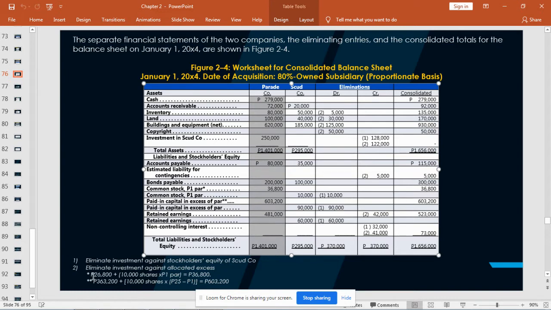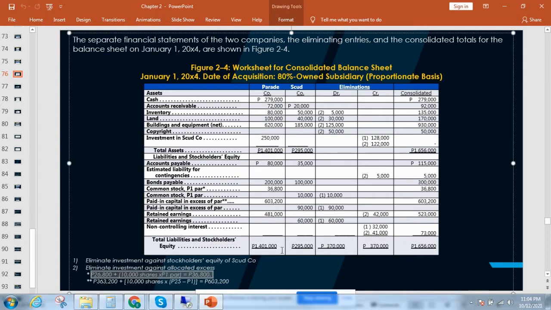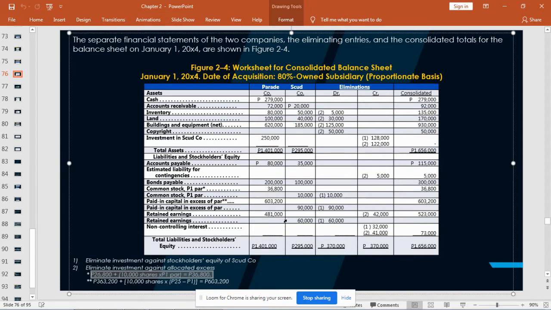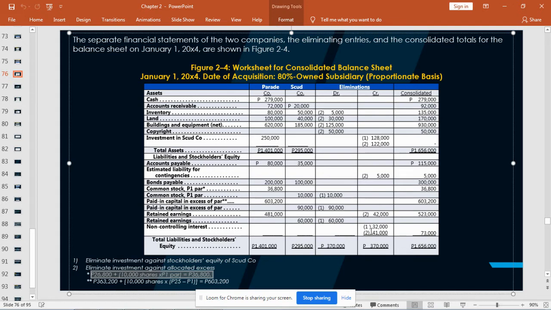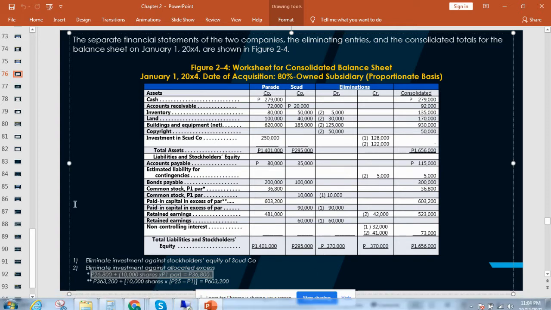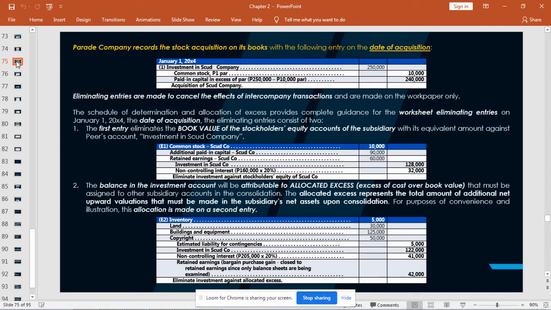So, for this one, di ba nga, meron kasi tayong issuance ng common shares, common stock, right? Then, for the par value, ito yung first entry natin kanina. Nagets na? Ayan siya.